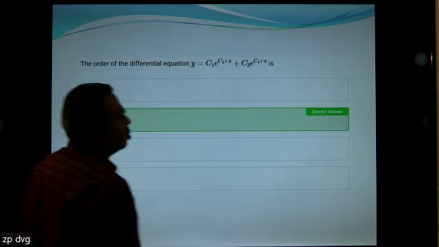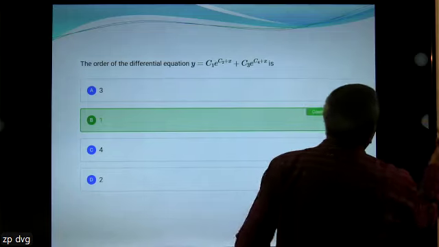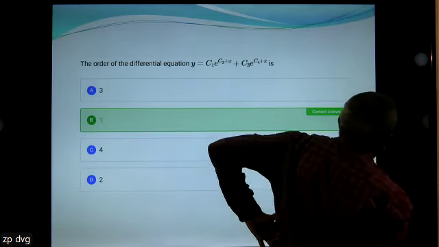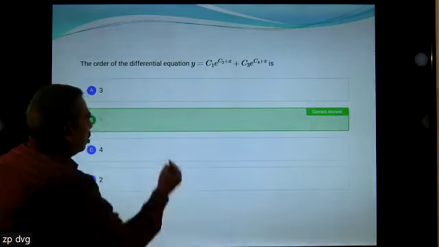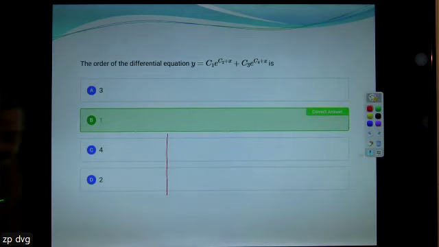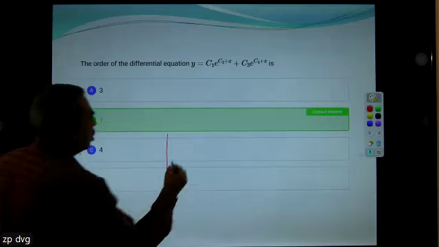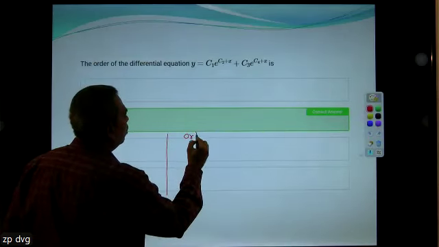Okay. So let us consider one more question here. So this question is like this. Just take this question. We have to find the order of the differential equation for this one.